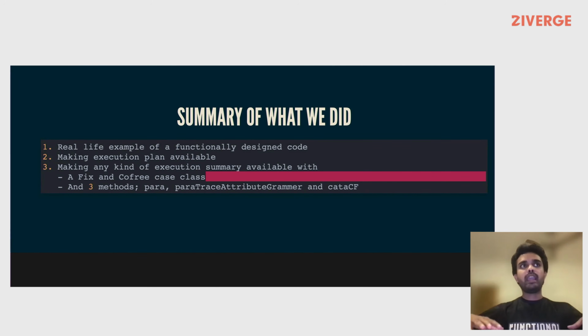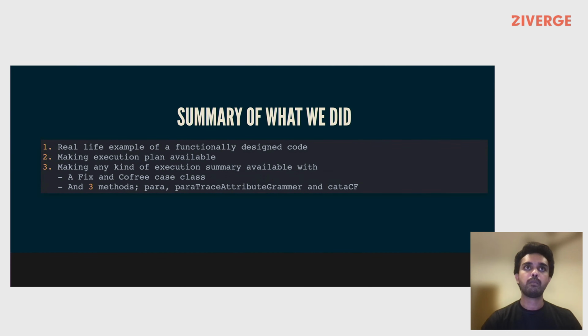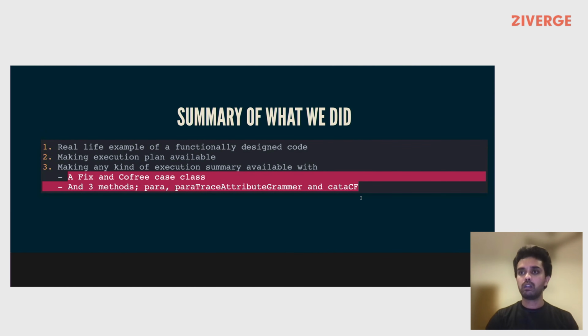All that we had was, again, a summary of what I have done here: a real life example of a functionally designed code base resulted in an execution plan data structure represented by ops. And then we wanted to come up with an execution summary. For that, we used recursion schemes. And in recursion schemes, we had these 2 case classes and 3 methods. One is paramorphism, and the next is the paratrace attribute algebra that we have discussed. And then the final cataCF, which is catamorphism, but folding into a cofree. With all of that, we have got top-down and bottom-up logic, everything in place with your execution plan.